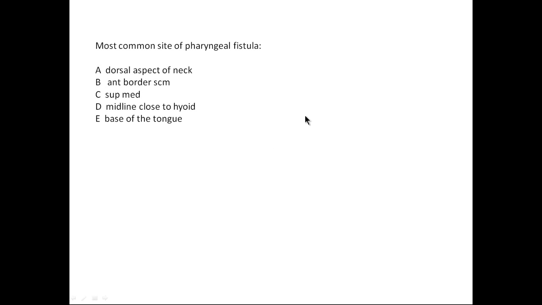Most common site of pharyngeal fistula. Now remember, I mentioned fistula in relationship to a cleft 2 or 3 problem, and that's on the side of the neck. So it's going to be dorsal, no, anterior border SCM, superior midline, close side. I would say anterior border of SCM is kind of on the lateral side of the neck. That is correct.